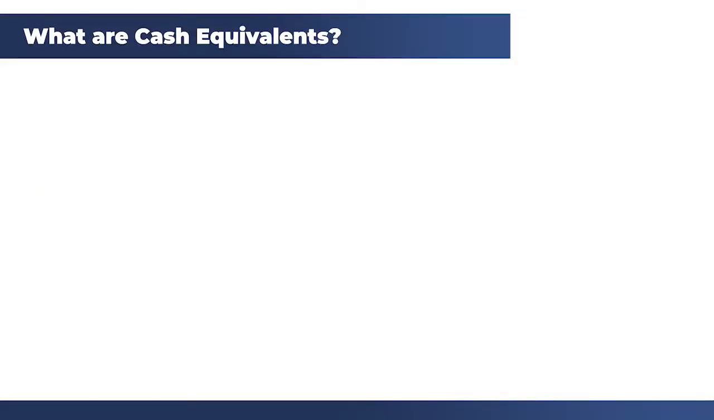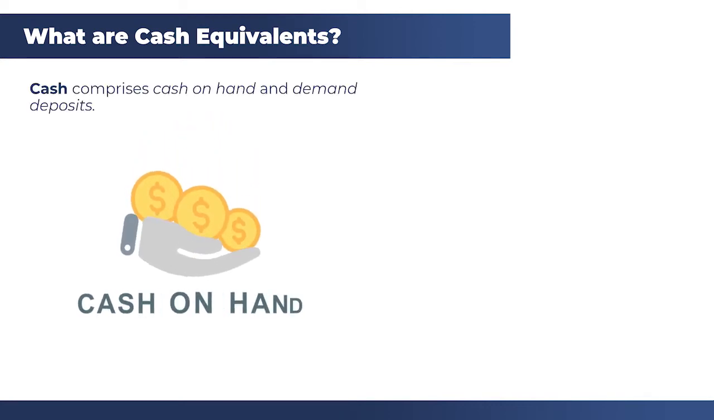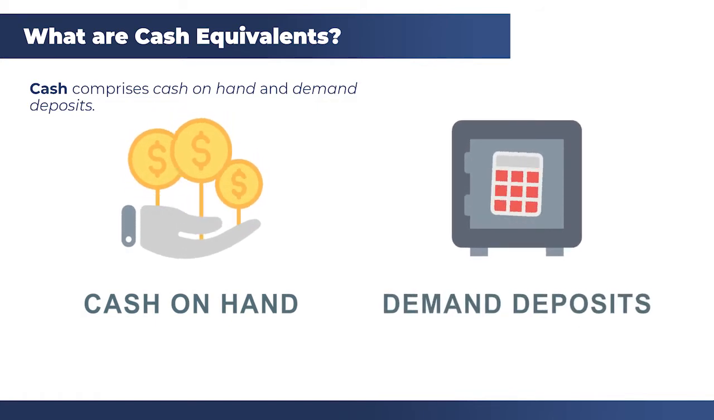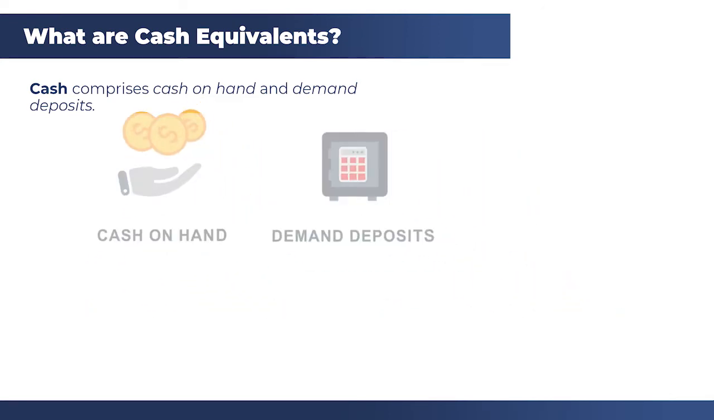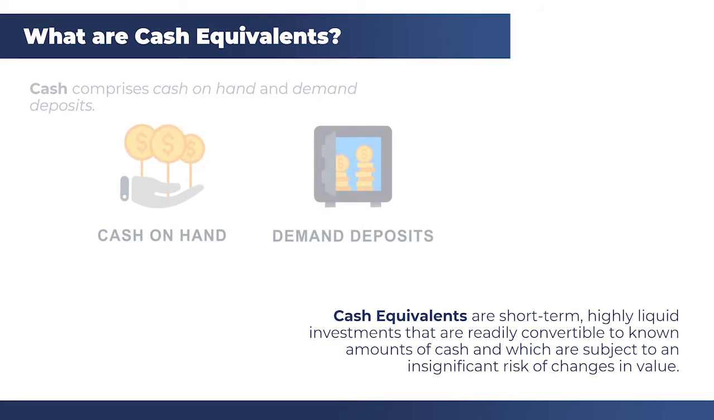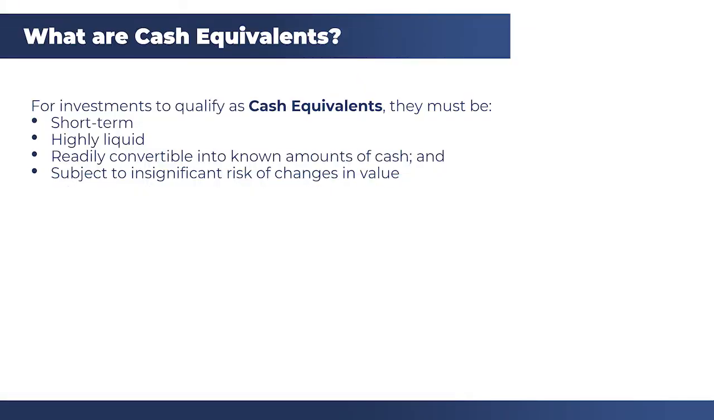So what are cash and cash equivalents? First, let's discuss cash. Simply, cash comprises the actual cash on hand and demand deposits. However, the definition of cash equivalents is a little bit more complicated. Cash equivalents, according to the standard, are short-term, highly liquid investments that are readily convertible to known amounts of cash and which are subject to an insignificant risk of changes in value. For investments to qualify as cash equivalent, they must be number 1, short-term, number 2, highly liquid, number 3, readily convertible into known amounts of cash, and lastly, they are subject to insignificant risk of changes in value.